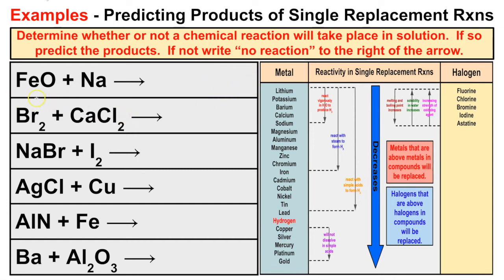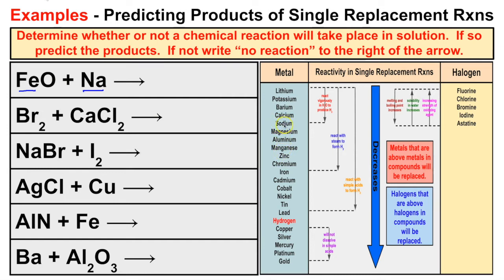So we have a possible reaction taking place: iron(II) oxide plus sodium. What we have to figure out is, well, let's take a look. We have a metal here, so we want to figure out if this metal is going to replace this metal right here. So we have to take a look at our reactivity series, and if sodium is above iron, then yes, a chemical reaction will take place.